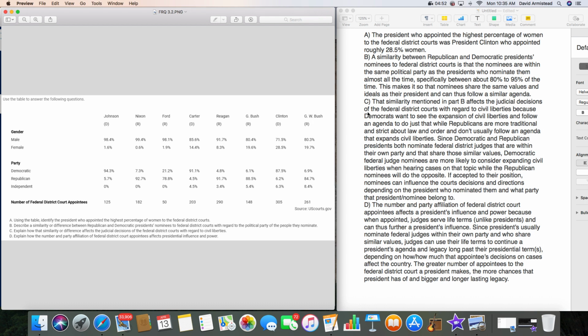The number and party affiliation of federal district court appointees affects a president's influence and power because when appointed, judges serve life terms, unlike presidents, and can thus further a president's influence. Since presidents usually nominate federal judges within their own party and who share similar values, judges can use their life terms to continue a president's agenda and legacy long past their presidential terms, depending on how much that appointee's decisions on cases affect the country. The greater number of appointees to the federal district court a president makes, the more chances that president has of a bigger and longer lasting legacy.